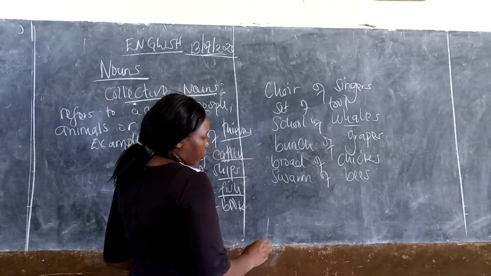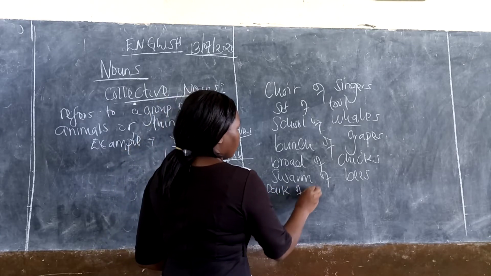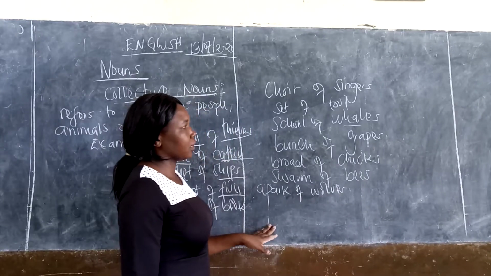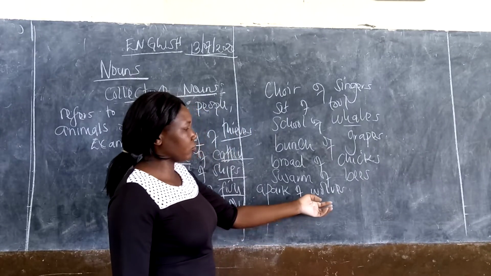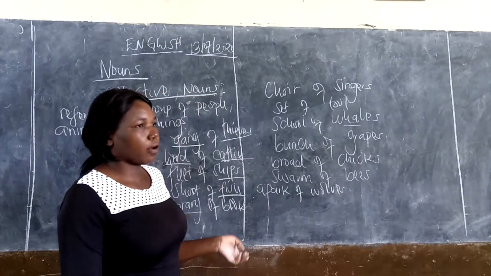We also have a pack of wolves. A pack of wolves. These are also collective nouns. When you see a lot of wolves somewhere, you will say a pack of wolves.